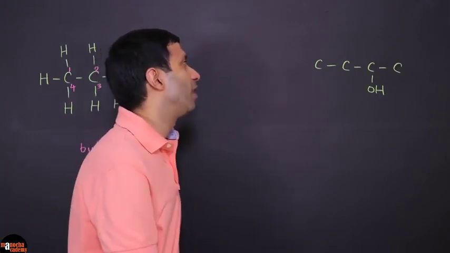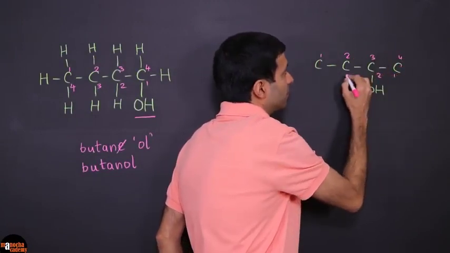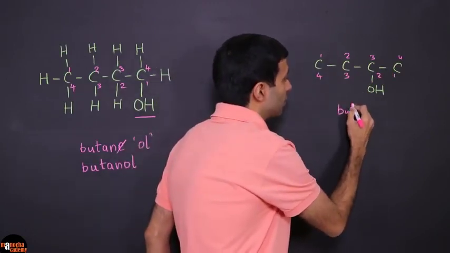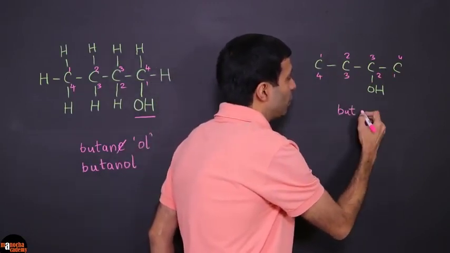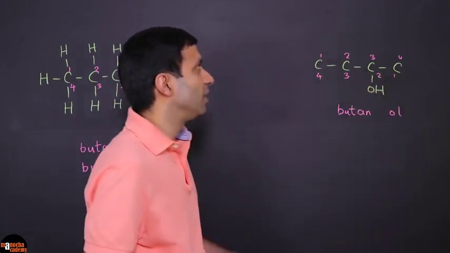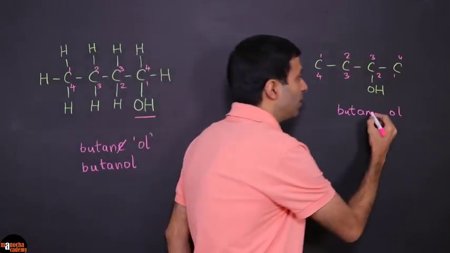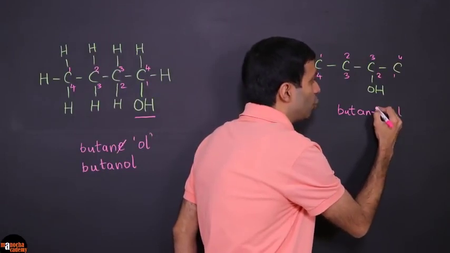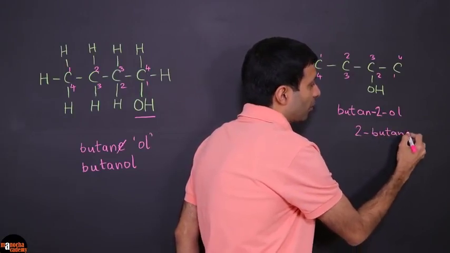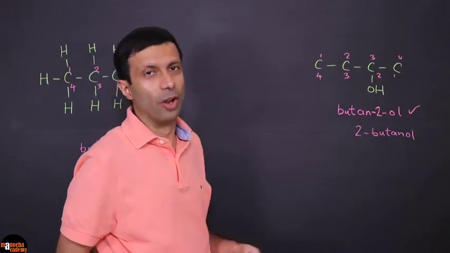Again, we'll number our longest carbon chain. Right? So this will be but. It will start with but, and the name would have been butanol, but the position of OH is on 2, because we'll not take 3, that's the larger number. So it's basically butan-2-ol, or sometimes you might find it written as 2-butanol, but usually this is the preferred way of numbering it, butan-2-ol.